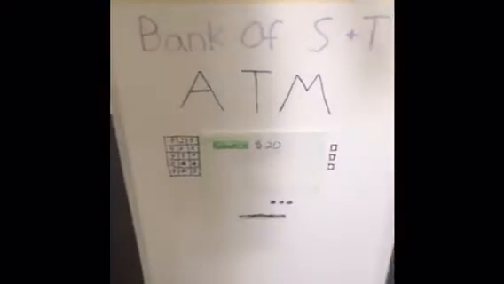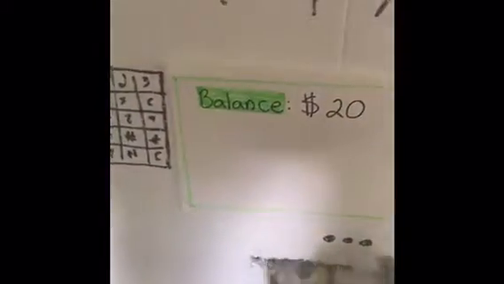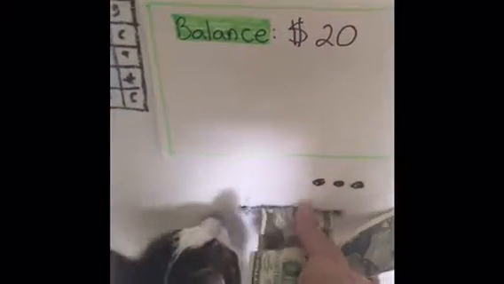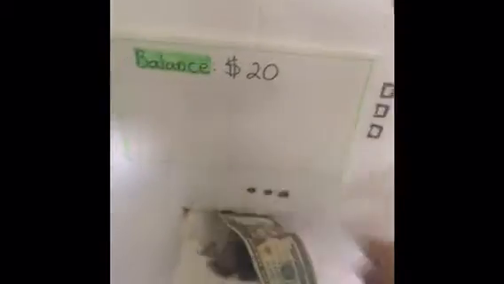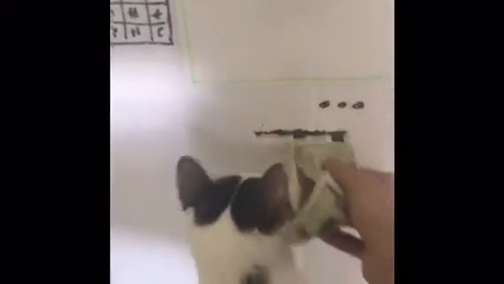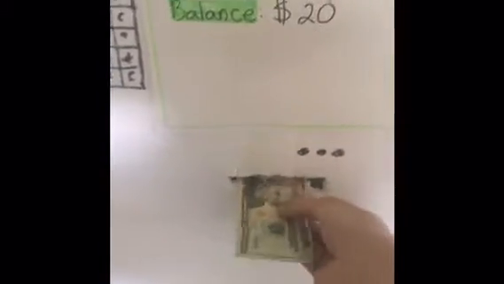We are at the Bank of Sphinx and Tut at the ATM, and Sphinx has a balance of $20. So she has $20 in her account right now. She wants to deposit 20 more dollars. So we have a variable here. We have a variable called balance, because that number might change based on how much money Sphinx has in the bank.